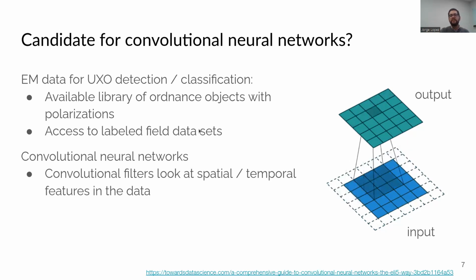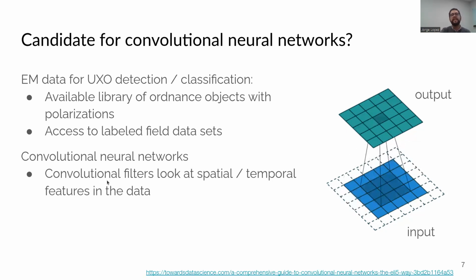We also have access to a lot of labeled field data sets. You have these test sites where they seed objects, and they know which kind of objects they have seeded and where they are located. We're not training directly on field data, but this helps us a lot to validate that our method is actually able to distinguish between different kinds of UXO.